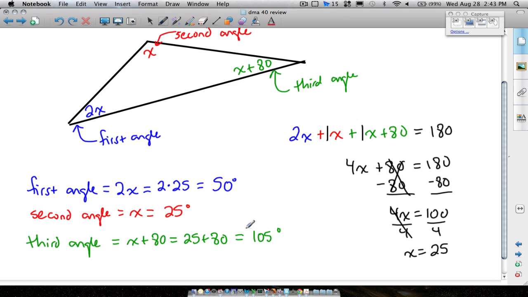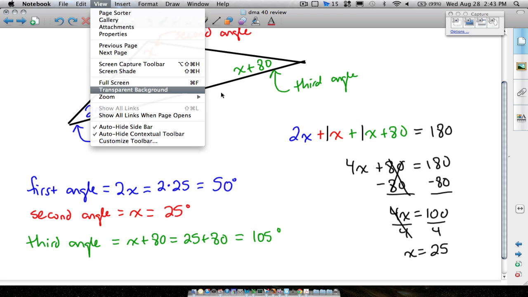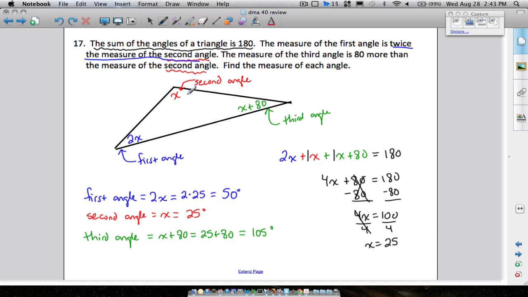So some things you can do real quick to check your work. You can add all three of these angles back together. If you take 105 plus 25 plus 50, you do get 180. And then notice, if you go back and read the problem real quick, it says the first angle is twice the measure of the second. This first angle of 50 is twice that of the second. Since this is 25, that's going to be 50. That's 2 times as big. And then it says the measure of the third angle is 80 more than the second. Well, 80 more than 25, that's exactly what we did right here. That is 105. So those are your three measurements right there.